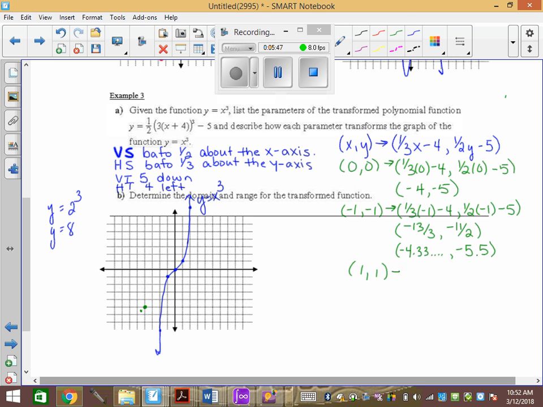Now 1 and 1. We get 1/3 times 1 minus 4, and 1/2 times 1 minus 5. So this one you'll get negative 11/3 and negative 4.5. No. 1/3 minus 12/3 is negative 11/3. This one was 13/3. This one is not 13/3. It's a positive one. Okay.